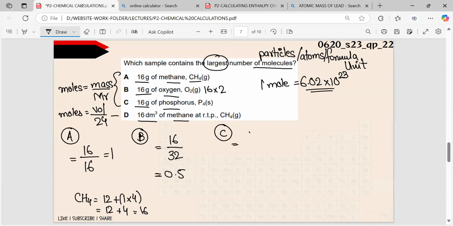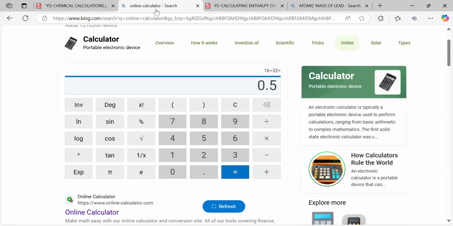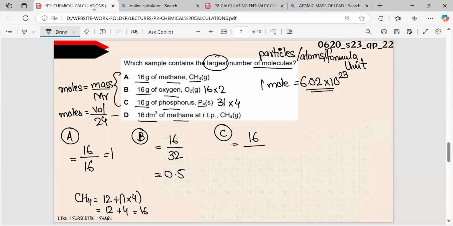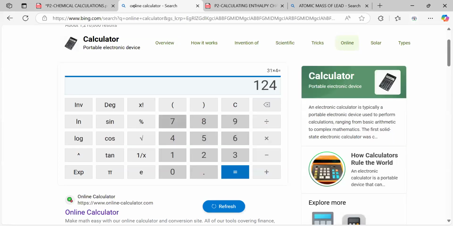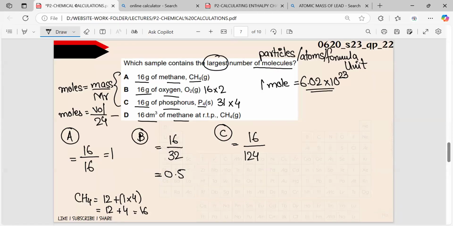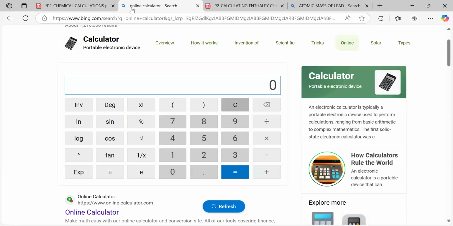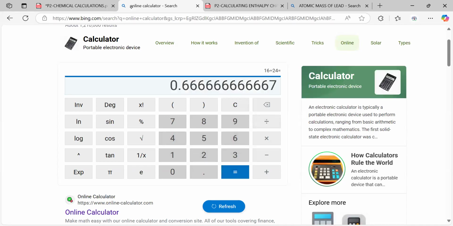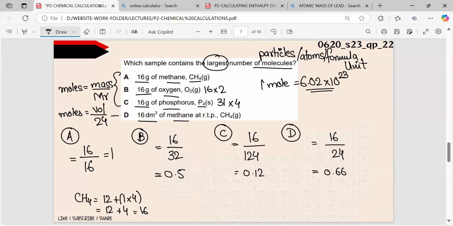For C, we'll do 16 divided by phosphorus P4. So phosphorus is 31, its mass is 31 multiplied by 4, which is 124. 16 divided by 124, it is 0.12. Its number of moles is 0.12. And for D, it's 16 divided by 24. I'm sure this is also going to be less. 16 divided by 24, 0.667.